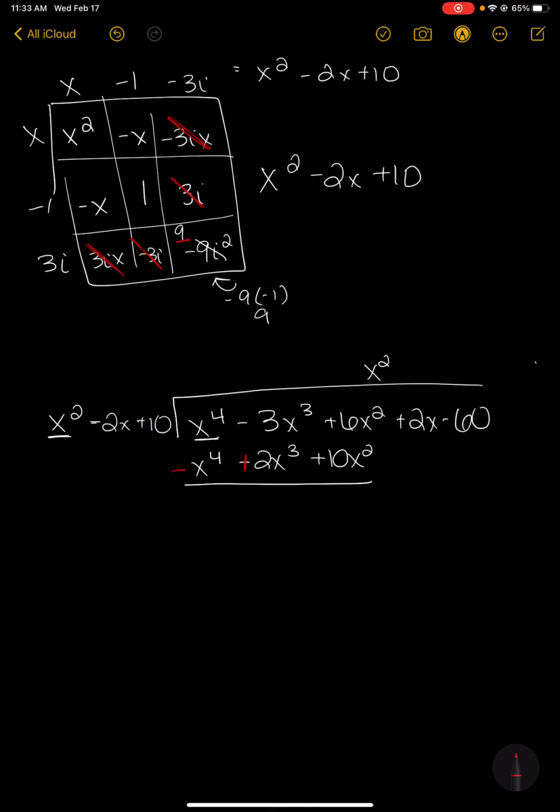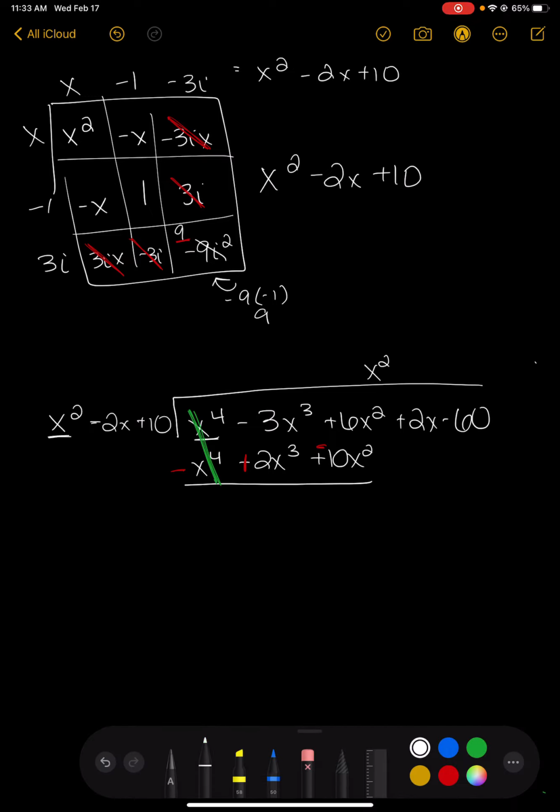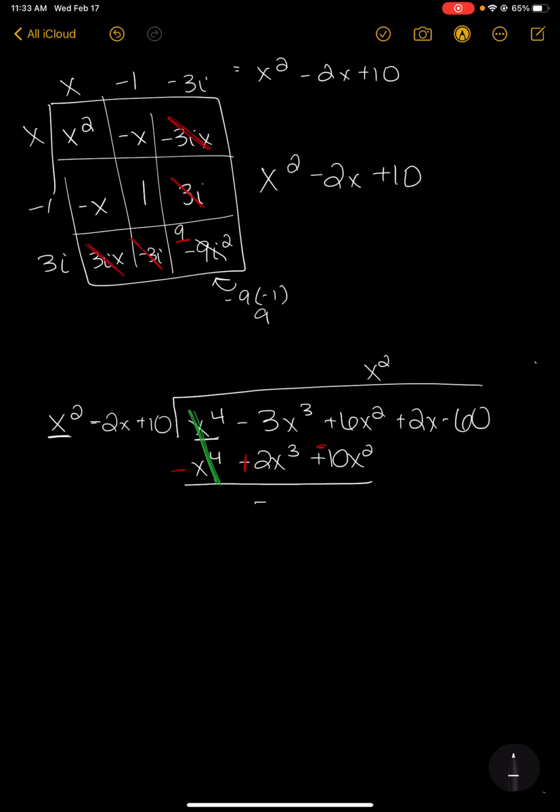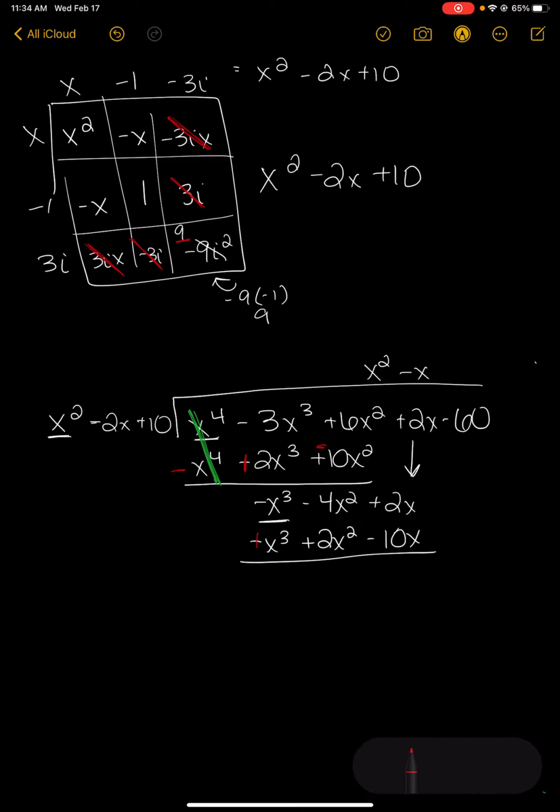When you subtract, all of your signs are opposite. First term should cancel, and then we will subtract the rest of the way down. So negative 3x cubed plus 2x cubed is a negative, and then 6 minus 10x squared is a minus 4x squared. Bring down your next term. All right, x squared times what gives me a negative x cubed? Well, that would be a minus x. So you've got a minus x cubed plus 2x squared minus 10x, draw our line, subtract, change all the signs.